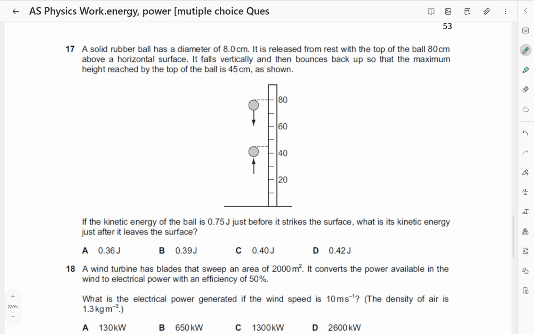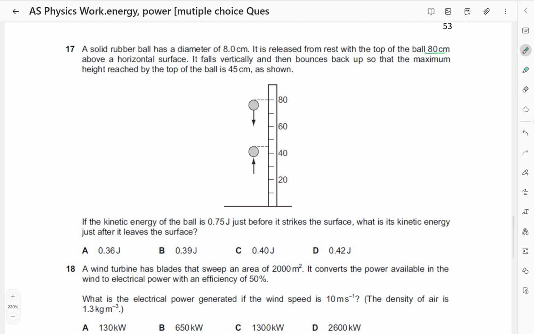A solid rubber ball has diameter of 8 centimeters. It is released from rest with the top of the ball 80 centimeters above a horizontal surface. So the top of the ball is 80 centimeters above the horizontal surface. It falls vertically and then bounces back up so that the maximum height reached by the top of the ball is 45 centimeters as shown in the diagram.